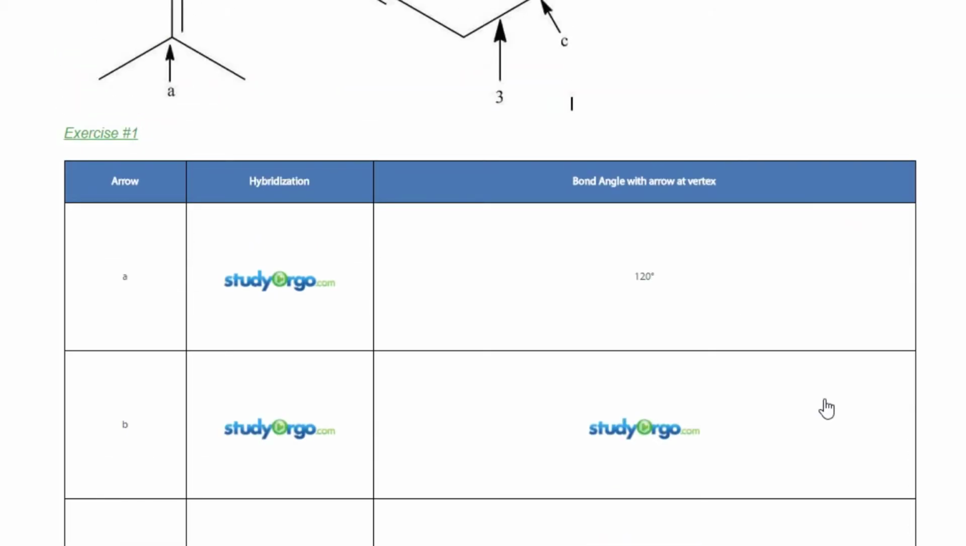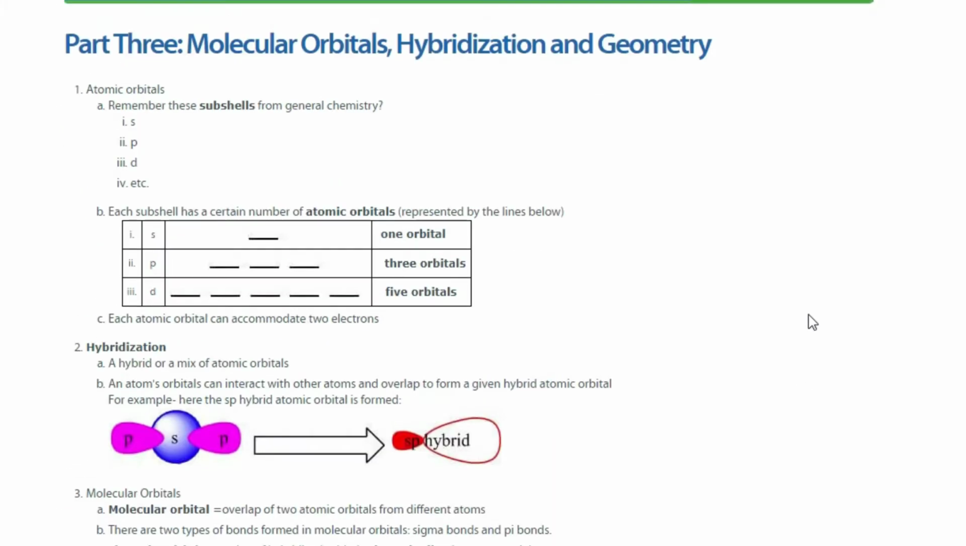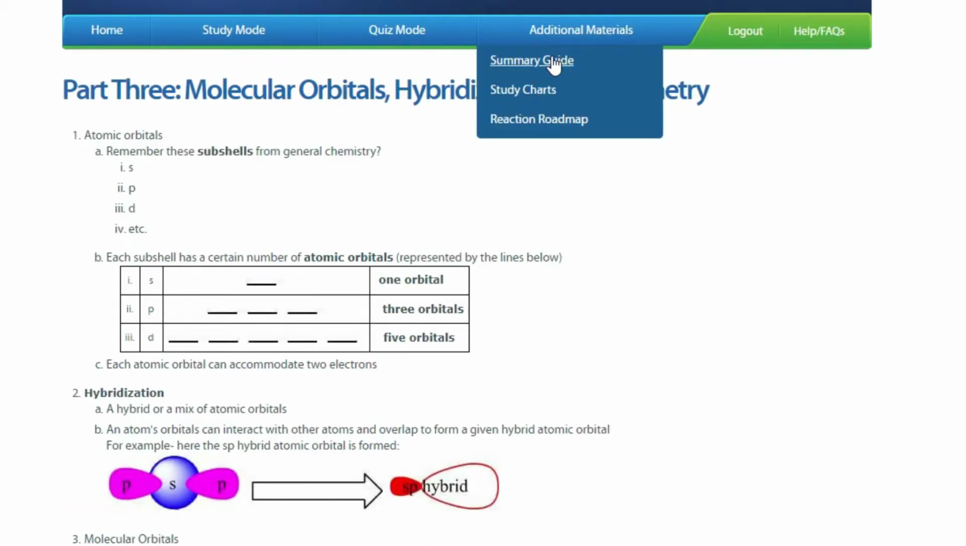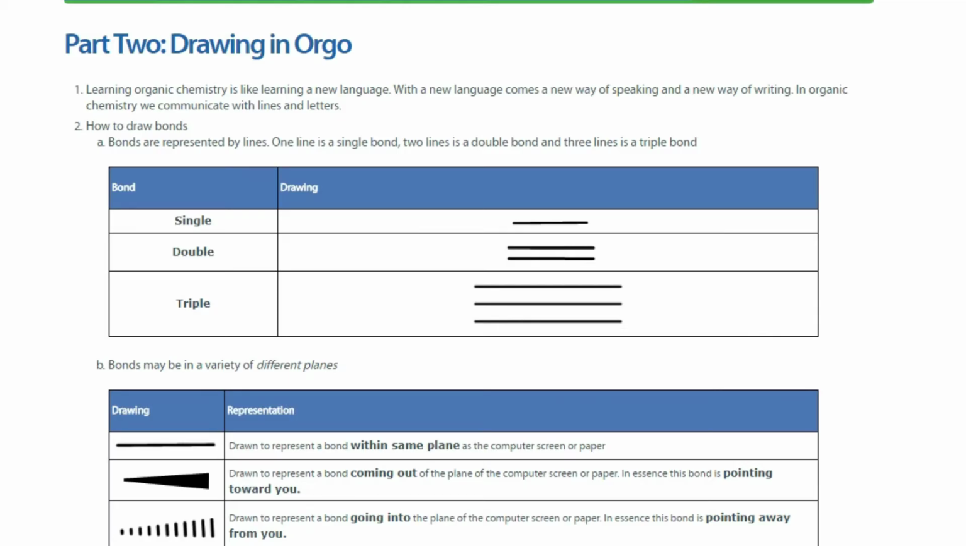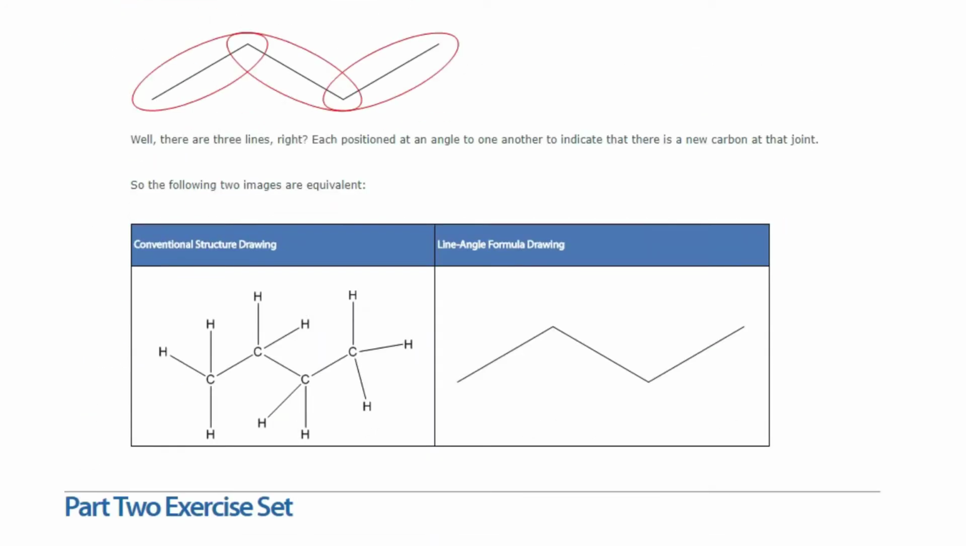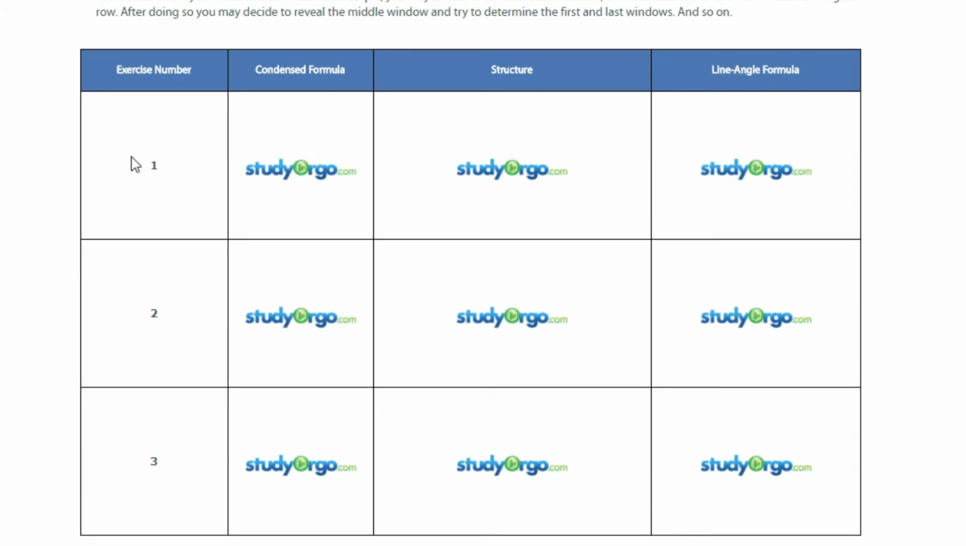Some of the different exercise sets are a little bit different, so if we scroll back up here, we'll look at another one here. If we go to Drawing in Orgo, now we can scroll down to see this exercise set. And so here you can see that you have a row with 3 covered windows. Each of these covered windows are actually related to one another. So in this column we present a condensed formula, and in this column here you would be presented the structure, and then in this column you're going to be presented the line angle formula.